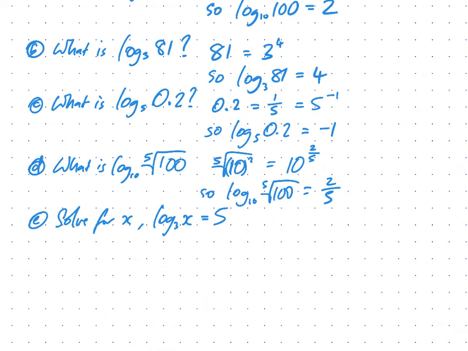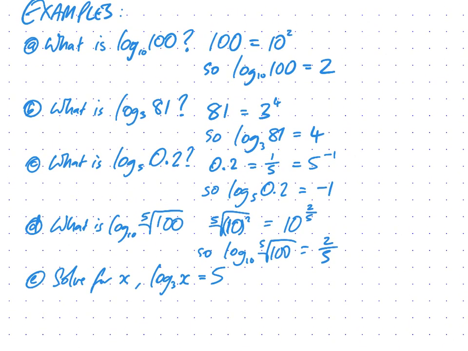Solve for x. Log in the base of 3 of x is equal to 5. Well, unlike before, where we knew the number of interest, we don't know the number of interest here. x is going to be equal to 3 to the power of 5. 3 times 3 times 3 times 3 times 3 is 9, 27, 81, 243. I got my calculator up, but I didn't actually need it. So x is equal to 243.